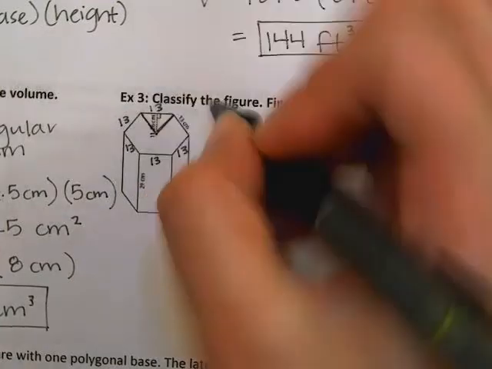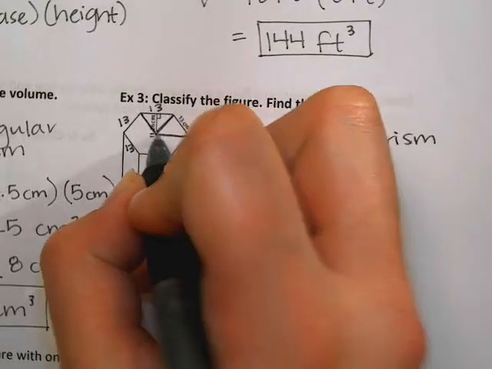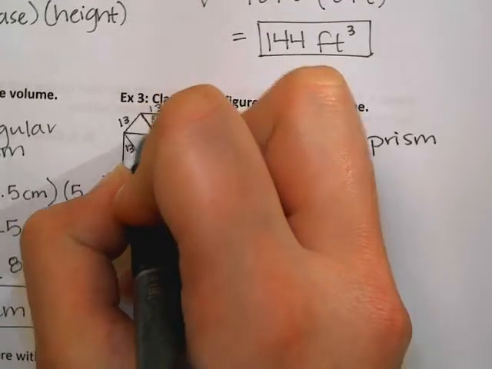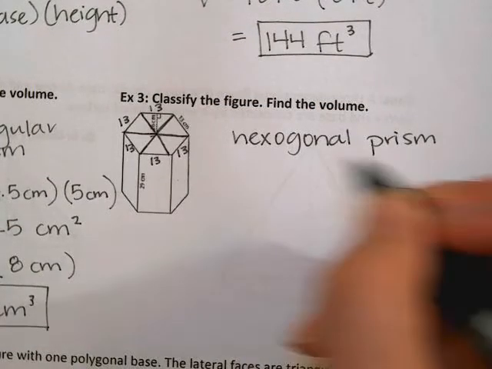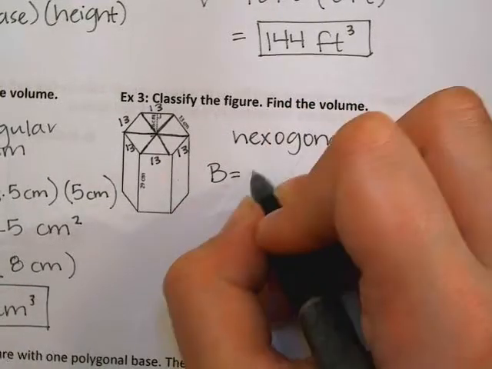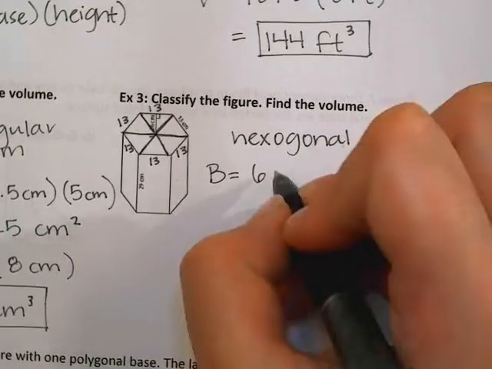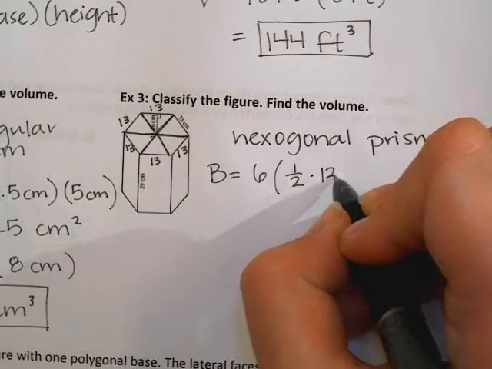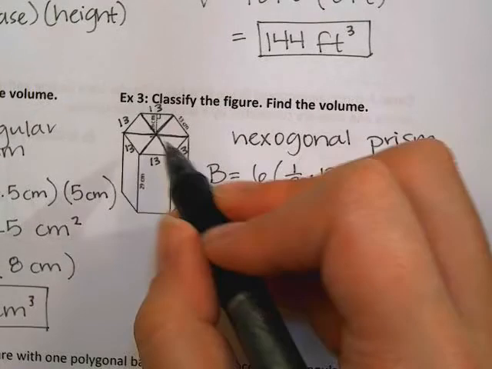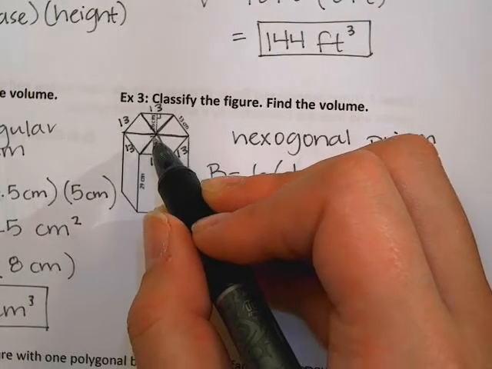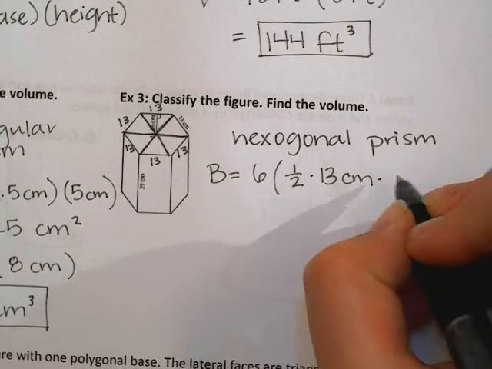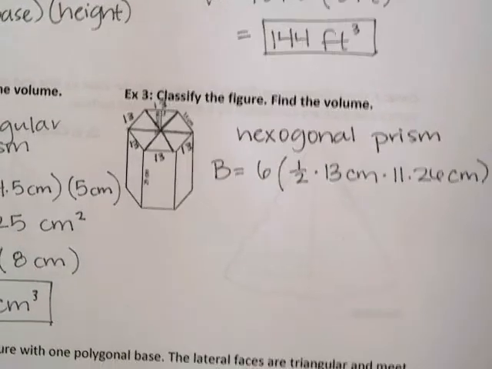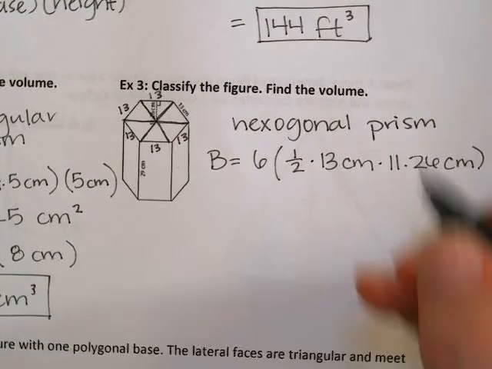So that's one triangle, there's 2, there's 3, there's 4, 5, and 6. There are 6 triangles. So to find the area of the base, I'm going to say I have 6 triangles. And each triangle is 1/2 times the base, which is 13 centimeters, times the height, which if you squint and look really closely, I'm pretty sure it's 11.26 centimeters. Or if that's not it, we'll pretend that I read that correctly.